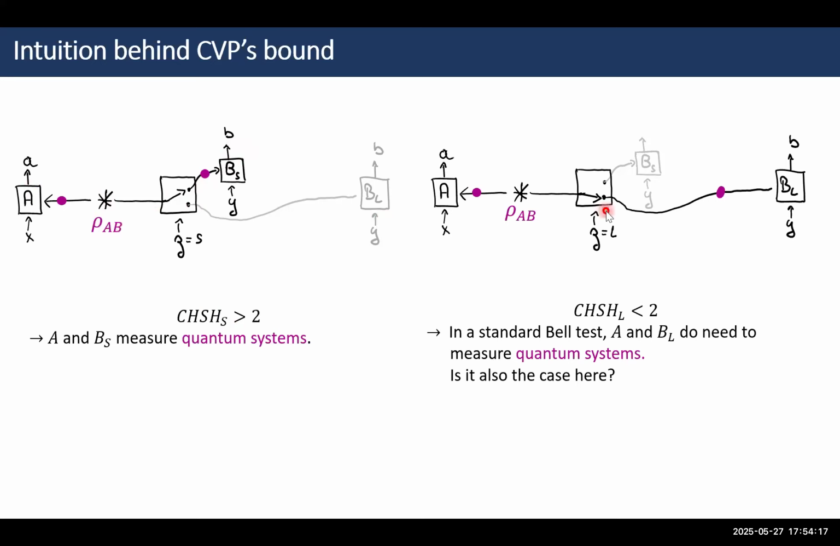Now, if we look at the long path, and let's say we observe a violation of CHSH which is below 2. Normally in a standard experiment, if the violation is below 2, we would conclude that quantum systems are not needed to get that value. We can do this in a purely classical fashion. But is it also the case here? Let's see what would happen if we don't have a quantum particle that reaches this faraway device.